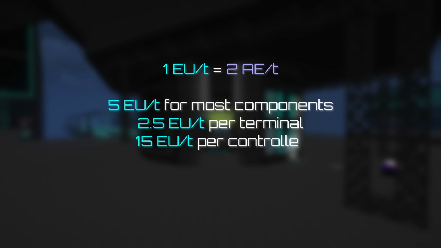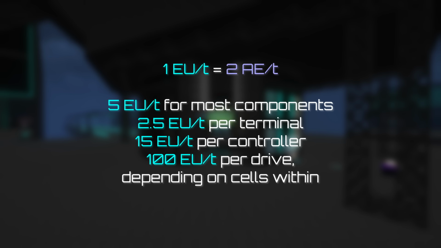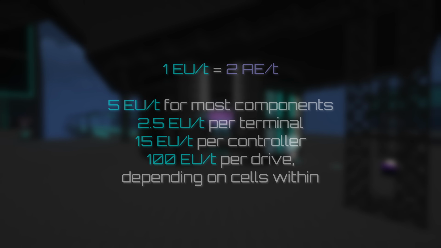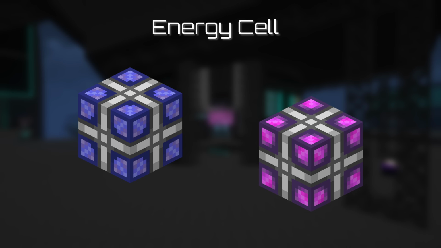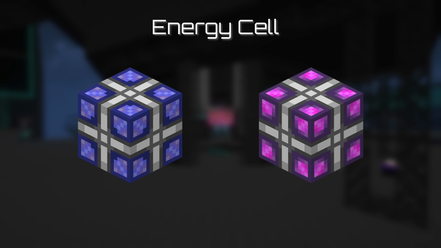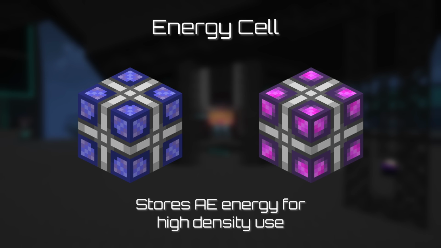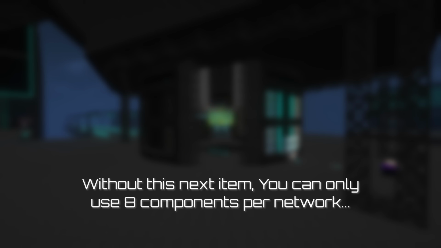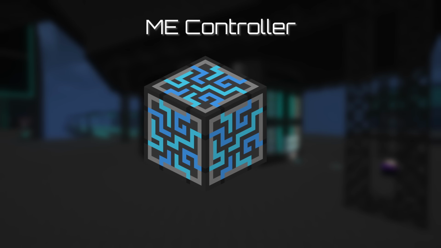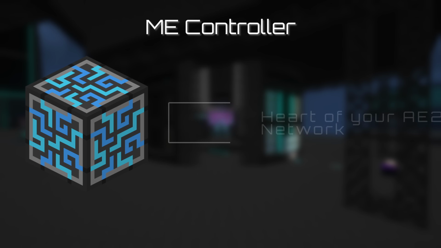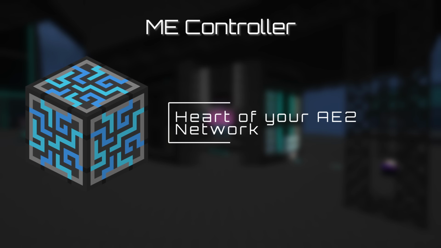Moving items and hosting components on a network costs energy, which the energy acceptor can provide. Although components have a small amount of energy storage, you should pair these with energy cells and their upgraded version, the dense energy cell, anywhere on a network, in order to create a power buffer for more intensive use of the system. When you want to use more than 8 components together, you must use an ME controller. These are the heart of your ME system and are arguably the most important block of all.